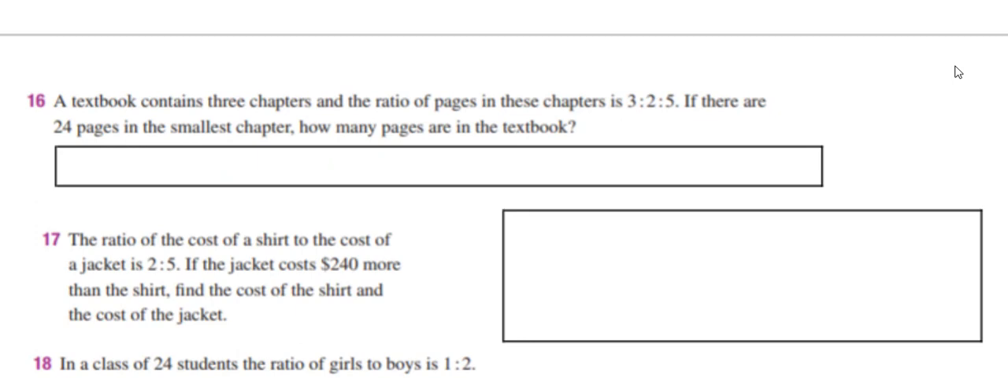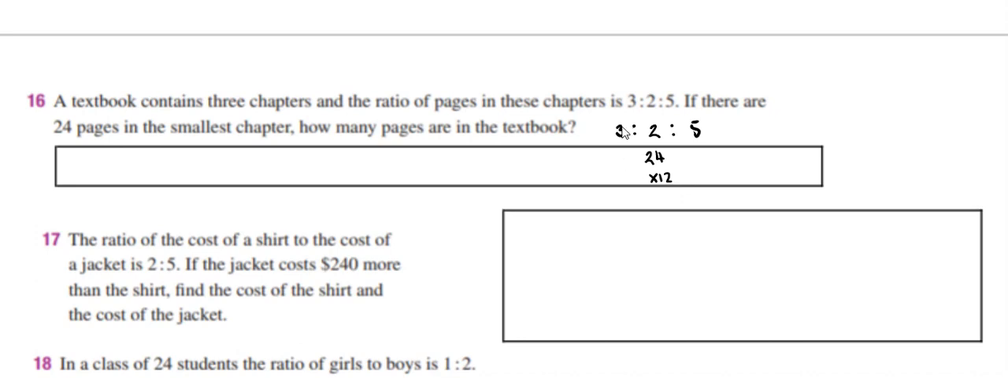Question 16. A textbook contains 3 chapters, and the ratio of pages in these 3 chapters is 3 to 2 to 5. If there are 24 pages in the smallest chapter, how many pages are there in the textbook? Well, we've got a ratio of 3 to 2 to 5. The smallest one has 24 pages. So ask yourself, how do we change 2 to 24? And we're going to times it by 12.